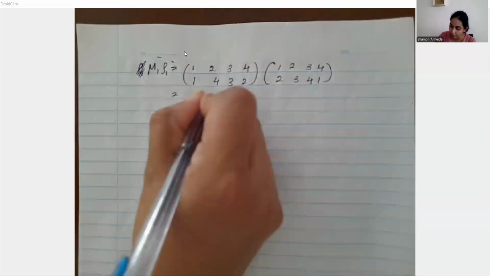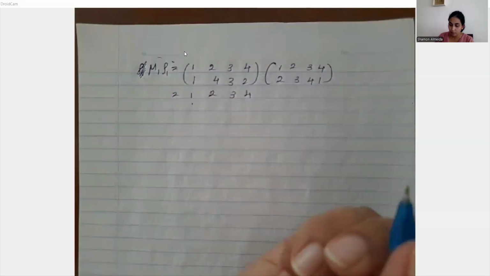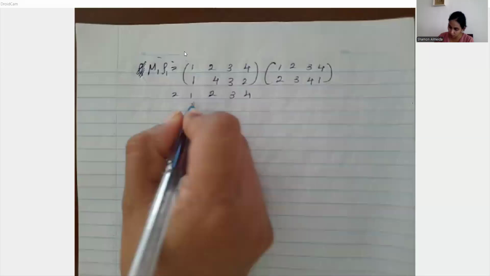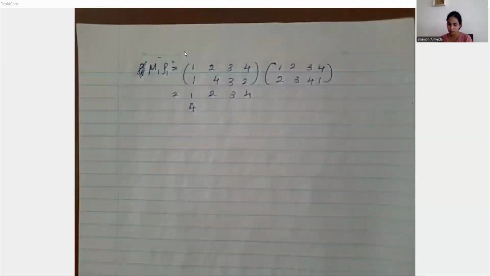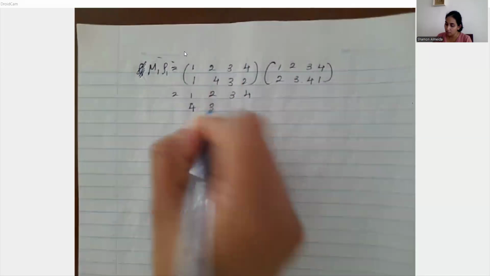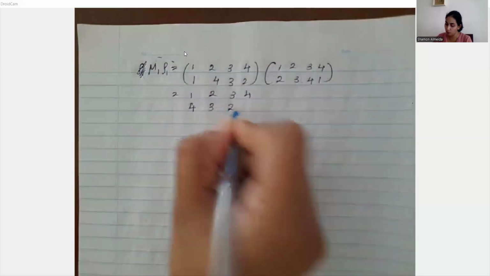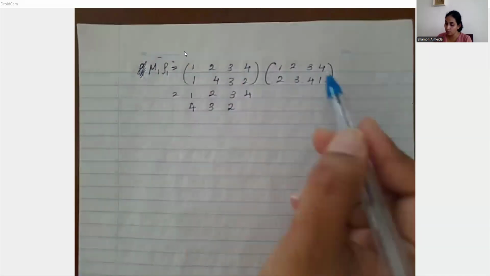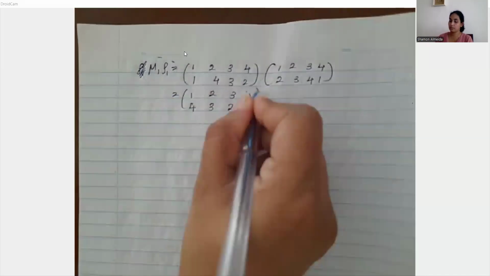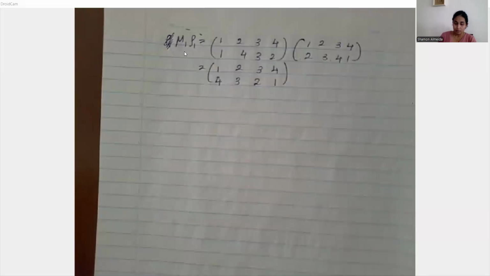We have 1 goes to 2 and 2 goes to 4. 2 goes to 3 and 3 goes to 3. 3 goes to 4 and 4 goes to 2. 4 goes to 1 and 1 goes to 1.